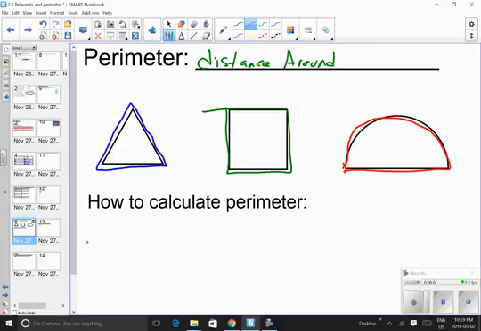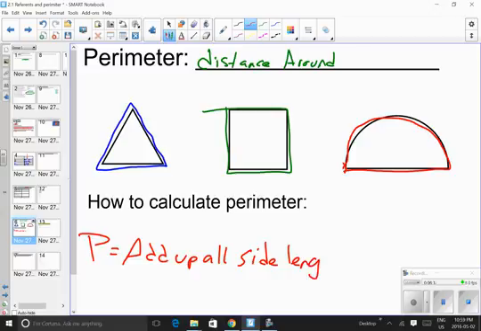It's going to be perimeter equals add up all the sides. So add up all side lengths. And just as a reminder, everything needs to be in the same unit. We talked about this last unit. When you're doing your math, make sure everything's in the same unit.